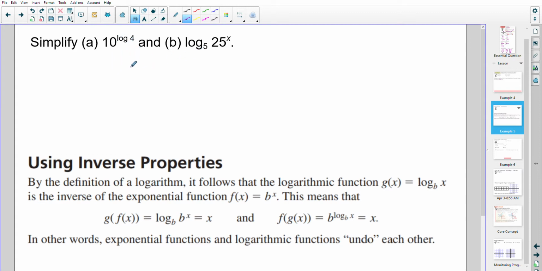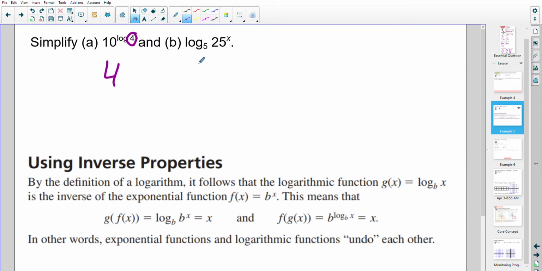And what you're doing is you're taking an exponential and you're undoing it with a log. Or you're taking a log and undoing it with an exponential. What you get is you always get what you started with, which is going to be a 4. Remember, there's a base 10 here.